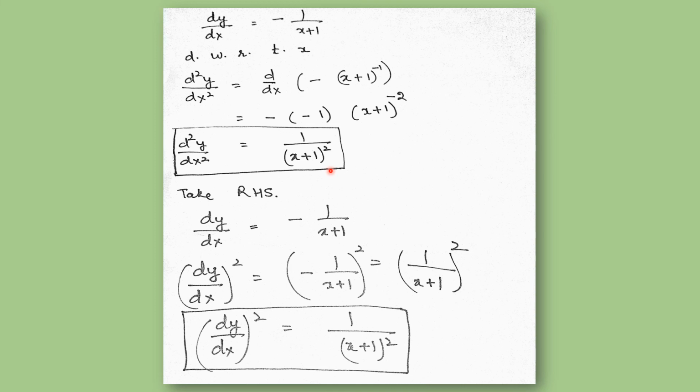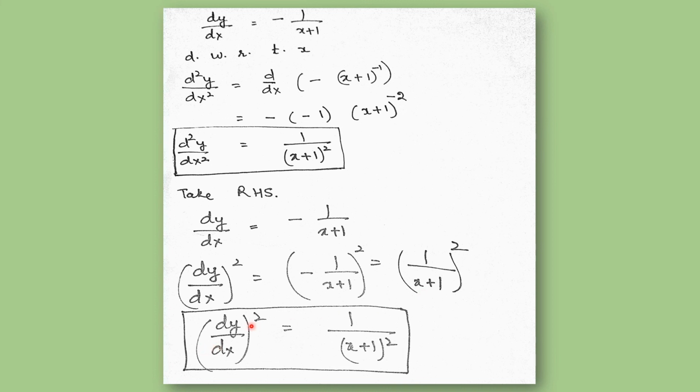Okay, done? Now, what is asked is d square y upon dx square is equal to dy by dx whole square. Please take the right hand side of the given statement. You will get dy by dx is equal to minus 1 upon x plus 1. Right? How are we doing this question? Please listen again. Write down dy by dx is equal to minus 1 upon x plus 1. Now, squaring both the sides, you will get dy by dx whole square is equal to minus 1 upon x plus 1 whole square. So this minus will turn into positive and you will get 1 upon x plus 1 whole square.